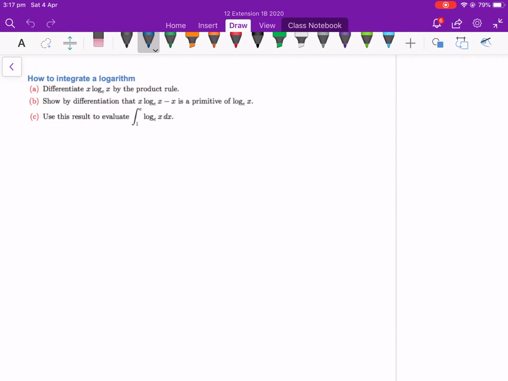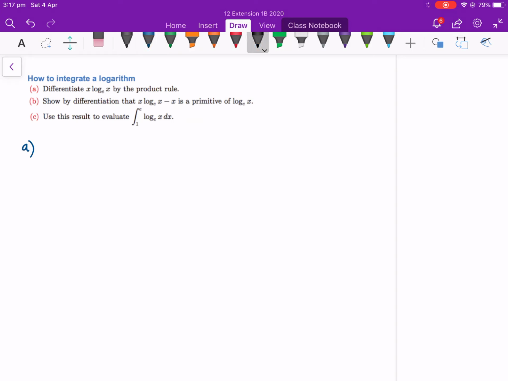Okay, so we're going to touch on a topic that we've seen before, which is how to integrate a logarithm, and then this leads quite nicely into some of those "differentiate and hence" problems for you to have a go at. So firstly, part A is asking us to differentiate x log to base e of x using the product rule.